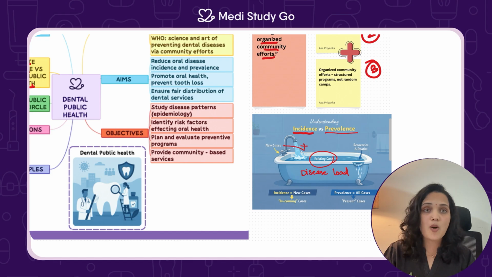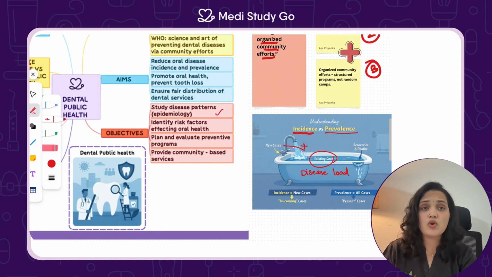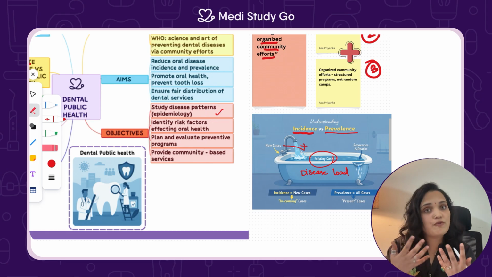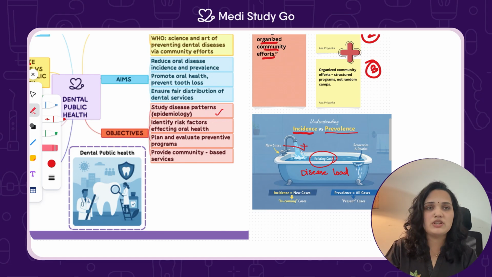Now let's study some objectives of dental public health. Firstly, we want to promote oral health. And how do we do this? By community-based services. We study the disease patterns and also we try to prevent tooth loss. What else happens? We try and ensure that there is good or equal distribution of services amongst the people, and we try and make sure that dental care is accessible and affordable to all sections of the population, especially underserved groups.